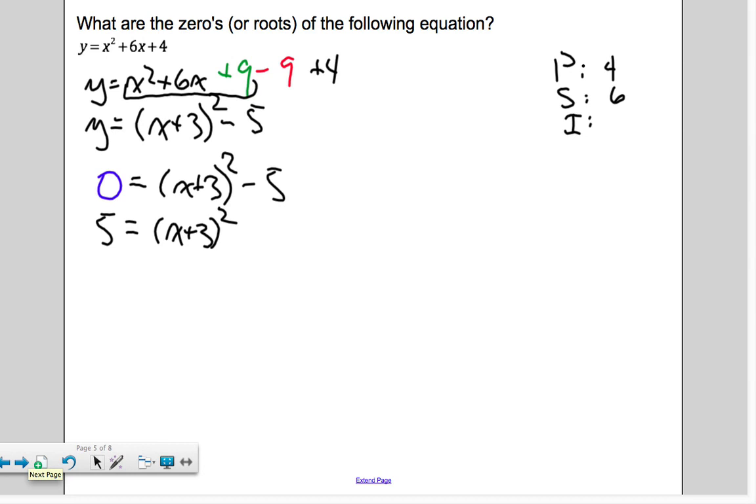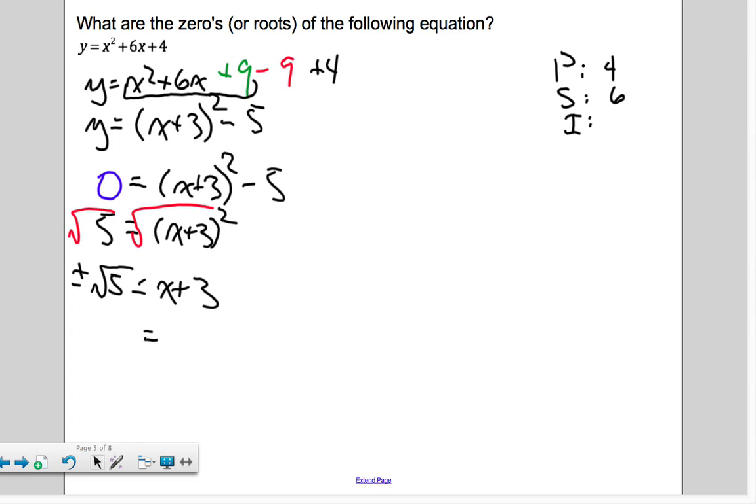And now for me to isolate x, what is it I want to do? I want to do the opposite of squaring. I will undo the square, which is the square root. So we have the square root of 5. Here we're left with x plus 3 equals plus or minus the square root of 5. We're just going to leave it. It's known as a radical. We're just going to leave it in radical form. It's exact. So it's plus or minus the square root of 5.